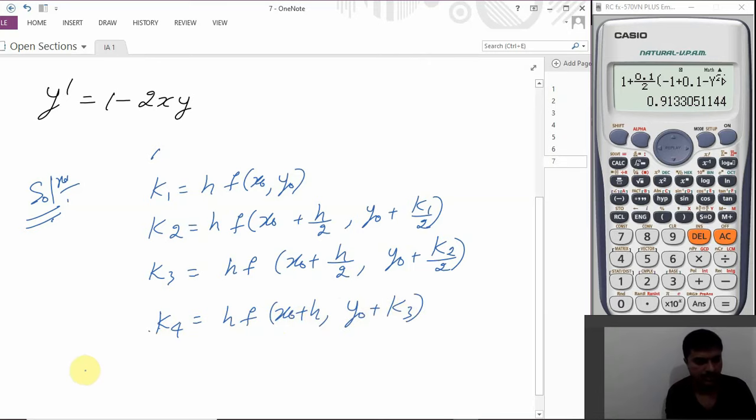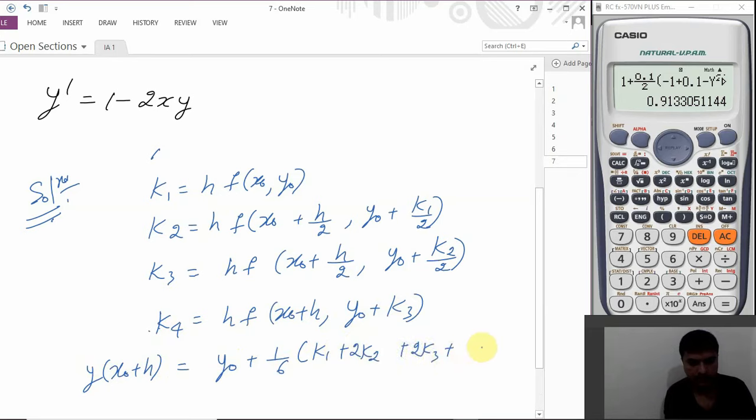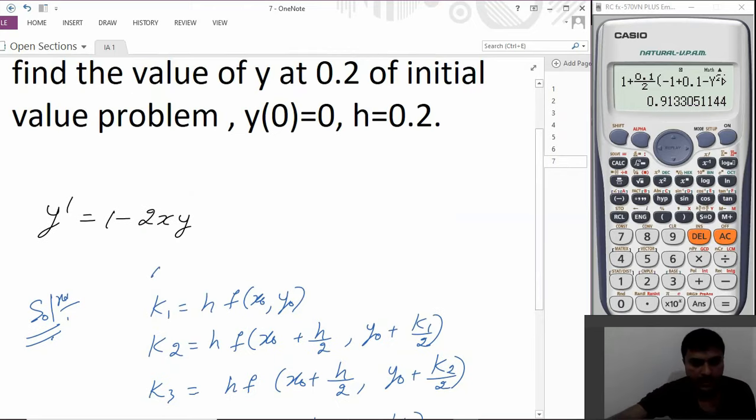f of x naught comma y naught: substitute 1 minus 2 x y, with x is 0 and y is 0. Put it in this, this is our f of x and y. So therefore this is 1. Remember this is 1. Okay, substitute the value. First I will find out the k1 value. h is 0.2. Put it in the calculator, students. 0.2 f of x naught y naught. I already told you f of x naught y naught is 1, so the k1 value is 0.2.